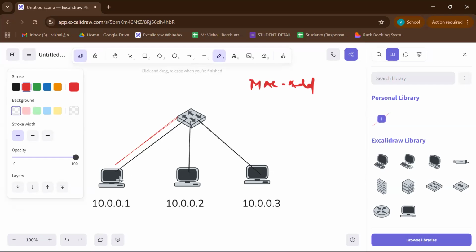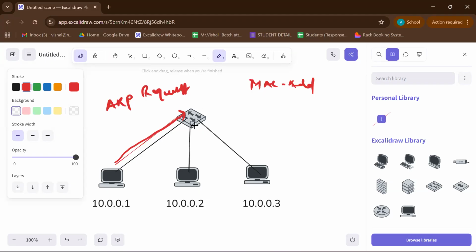Now, this PC1 requires the MAC address of PC3. For this, whom is it going to ask? This switch. It is asking, see, I want to communicate with PC3, which has the IP 10.0.0.3, send me its MAC address. For that, it sends one ARP request message, right? What does it send? ARP request.